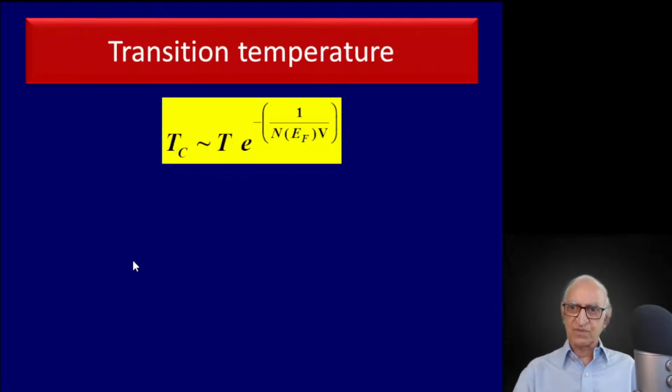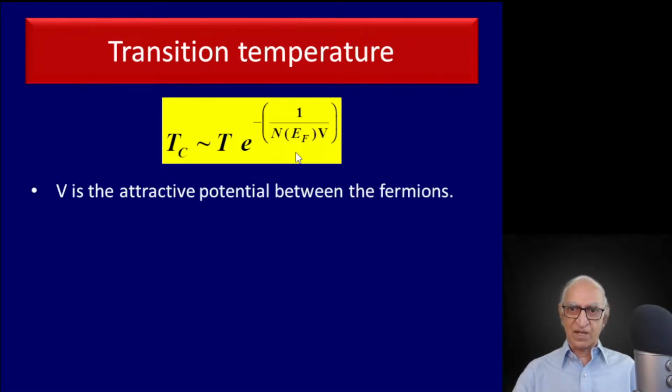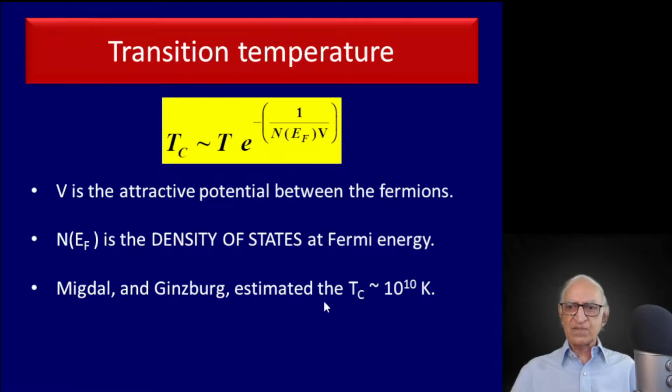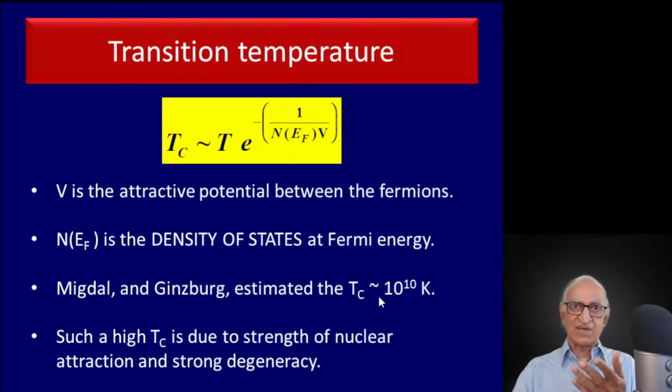They will become superfluid. Now, Bardeen-Cooper-Schrieffer theory tells you that the transition temperature is proportional to the exponential to the power of minus 1 over the product of the density of states at the Fermi level and the attractive potential. The density of states is just the number of states between EF and EF plus dE. In a small energy interval dE around the Fermi energy, how many states are there? V is the attractive potential, N is the density of states. Now, Migdal and Ginzburg estimated that the transition temperature to superfluidity and superconductivity is of the order of 10 to the power 10 Kelvin. But the star is only at a temperature of 10 to the power 8 Kelvin or so. Therefore, the temperature of the star is well below the transition temperature.